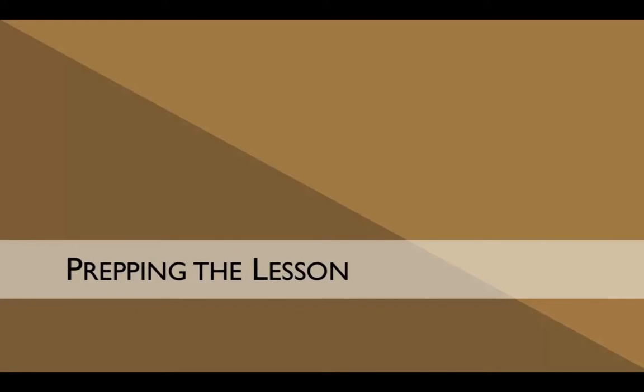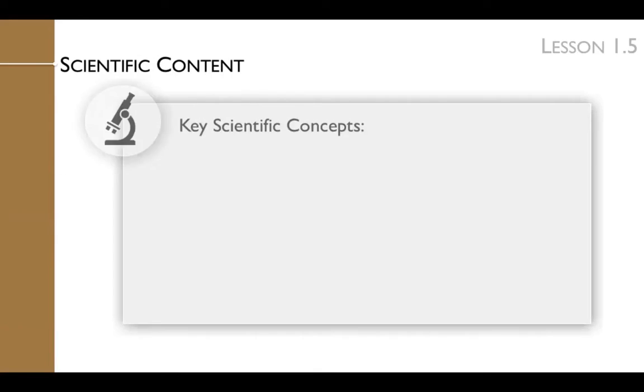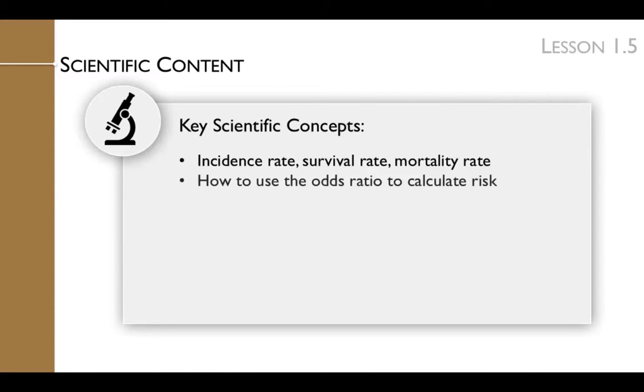To prepare for this lesson, you'll need to review the following key scientific concepts that will be presented throughout the lesson. The concepts of incidence rate, survival rate, and mortality rate. These rates are used to track patterns of disease in populations. You will also need to review how to use the odds ratio to calculate risk.